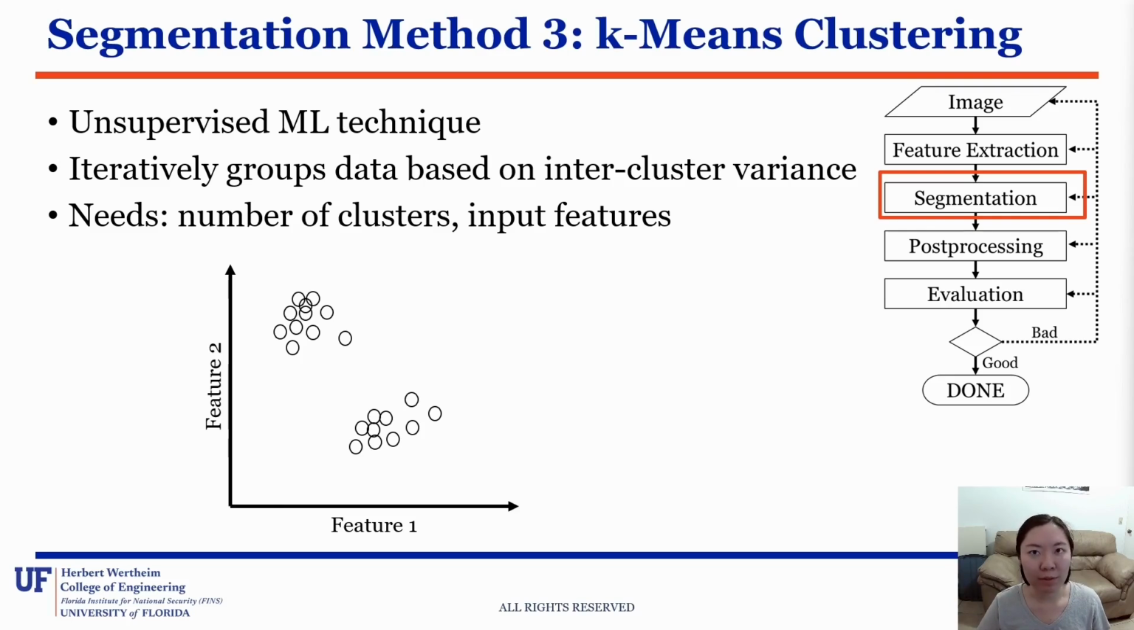Suppose we extracted only 2 features. So for example, feature 1 could be intensity, and feature 2 could be edges. And then we plot each pixel based on these 2 features. At iteration 0, so the initial condition, we randomly pick 2 points in space to be the initial cluster centers. Now, all points closest to cluster center 1 are grouped into cluster 1, and all points closest to cluster center 2 are grouped into cluster 2.